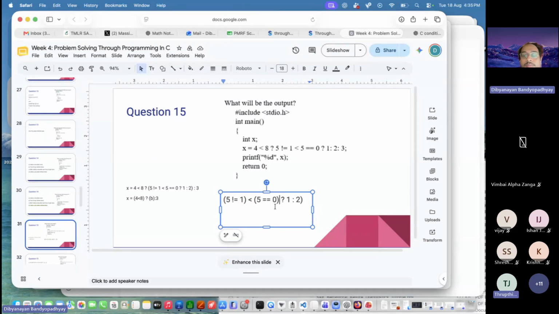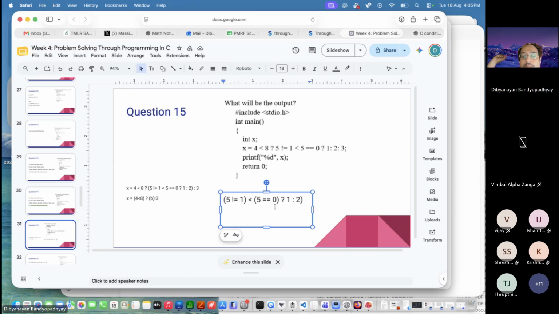So does it go like this? So 5 not equal to 1, which is true. So it will return 1. And then 1 is less than 5. It is also true, so it will return 1. 1 is equal to 0. So it is false. So the answer 2 would get executed.